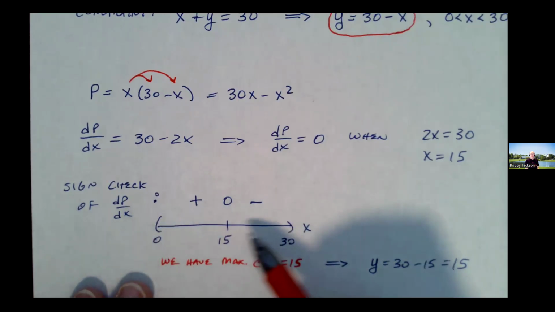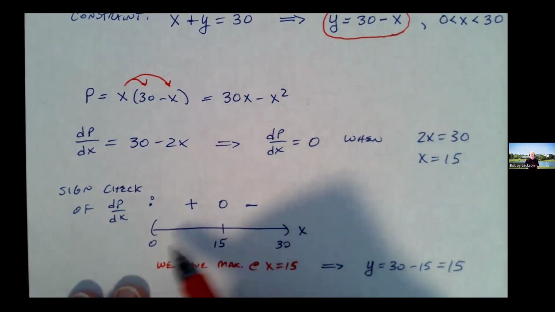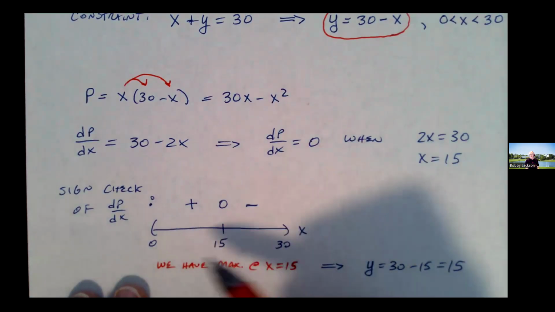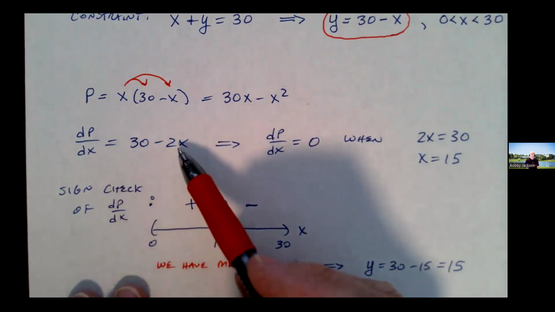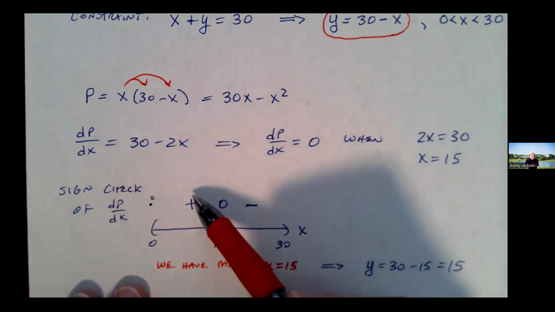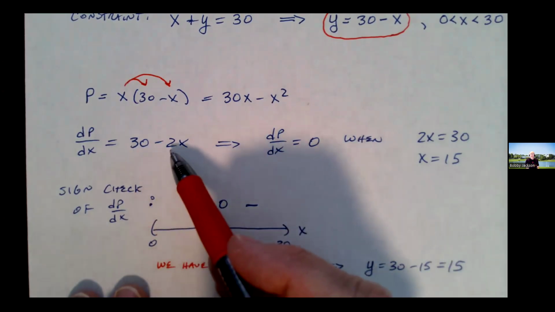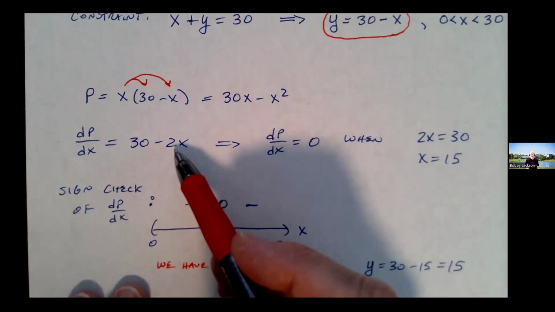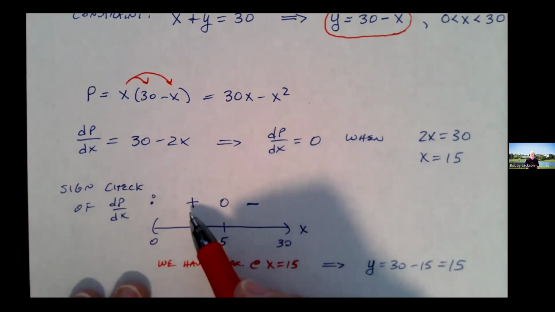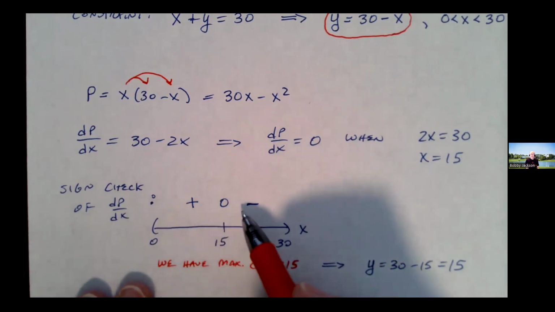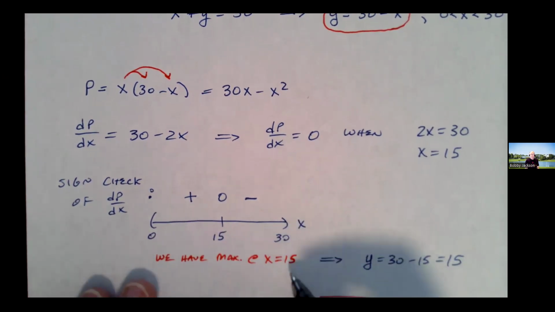x is varying, remember, from 0 to 30. The sign of my derivative at 15, we just found out, is 0. Plug in a number between 0 and 15, like 1. If I plug in x as 1, I get 30 minus 2, which is 28, positive. If I plug in something bigger than 15, like 16, 30 minus 2 times 16 is 30 minus 32, which is negative 2, negative. So, first derivative test, we're changing sign from positive to negative at the critical point. That means we have a maximum at 15.